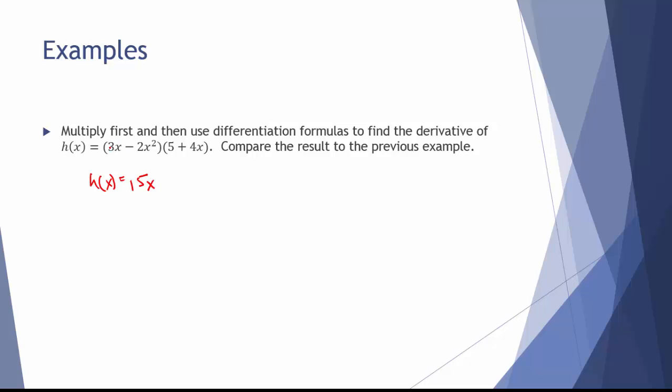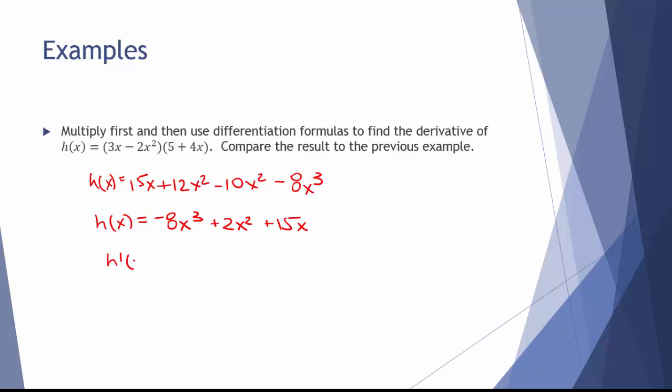If I FOIL, I get 15x plus 12x squared minus 10x squared minus 8x cubed, which if you want to go ahead and simplify that even further, you can write that as negative 8x cubed, combine these for plus 2x squared, and then plus 15x. So now we can take the derivative of h by using just the sum and difference rules and the power rule and the constant multiple rules.